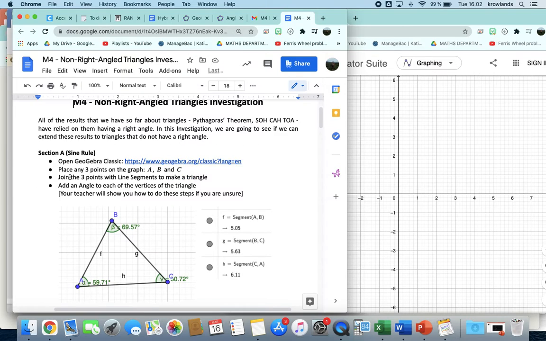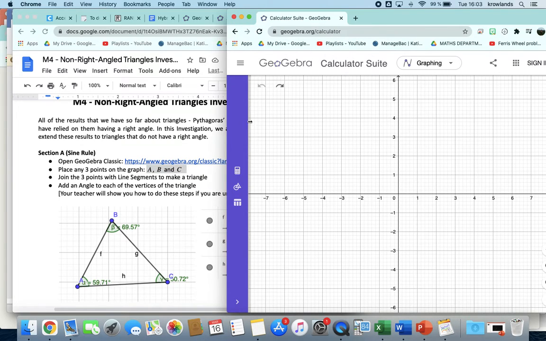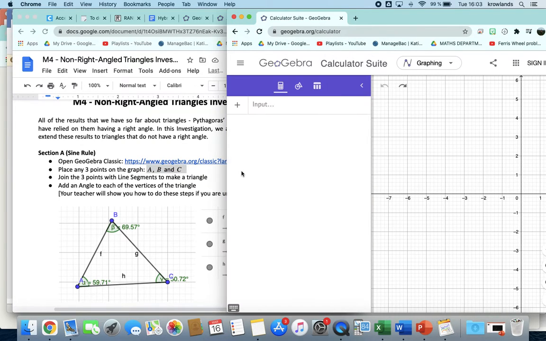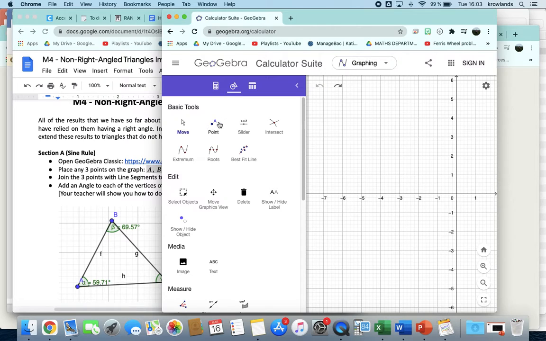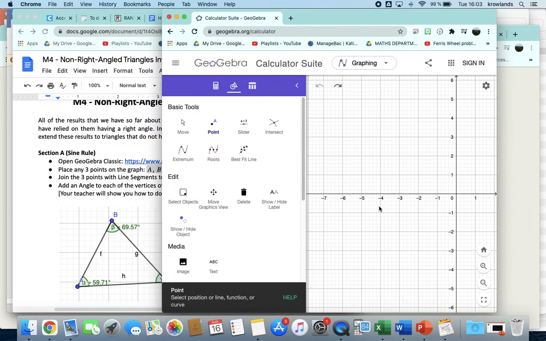First few steps. The first thing you need to do is go on to GeoGebra. Here it is. Place 3 points, which will be the vertices of a triangle, A, B, and C. This is the menu. If we click on it, it will start showing us things in the menu. You need to press onto the Tools button, Point. Now, we're going to put the points anywhere.